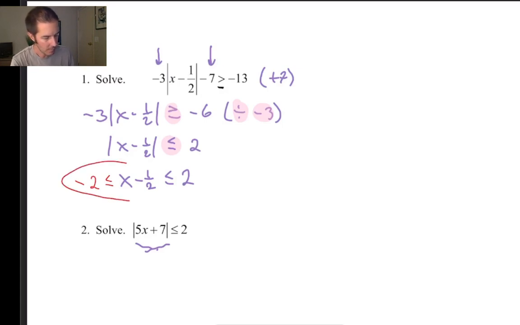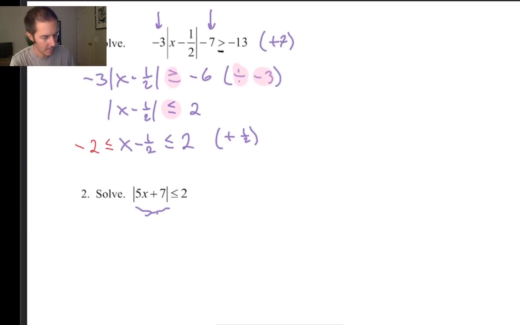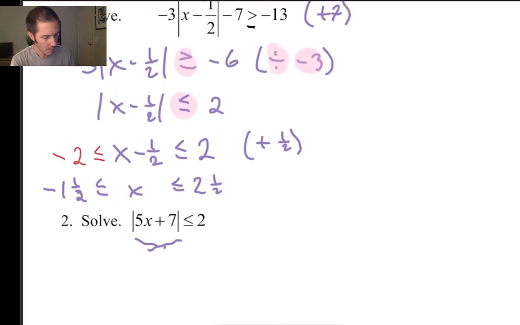So this is the statement that we're working with now, and we're going to isolate the x in the middle region, so to speak, of this compound inequality, and we're going to make that happen by adding 1/2 to all 3 regions. And what that gives us on the left-hand side is -1.5, or -3/2, is less than or equal to x, is less than or equal to 2.5, or 5/2. I'm going to convert them into mixed numbers in a moment. So this is one way that you could present your solution to this problem.